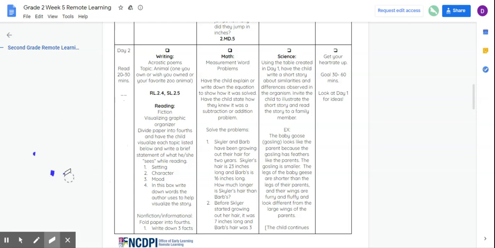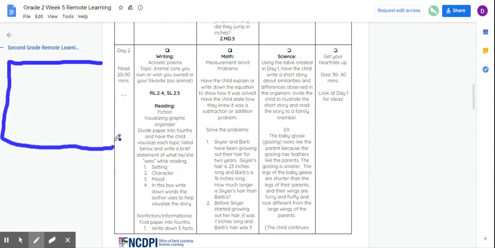All right, so reading. If you're reading a fiction book today, they want you to make a graphic organizer. So you would be splitting up a piece of paper into 4 sections. We've done splitting pieces of paper into 4 sections in class. So in one section, you're going to write about the setting of what you're reading. So your setting would go here. So a setting is where the story takes place. So if your story takes place outside, you would put it outside right here.